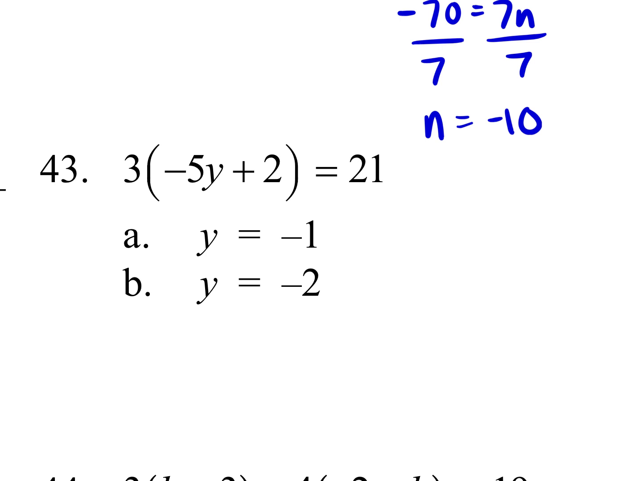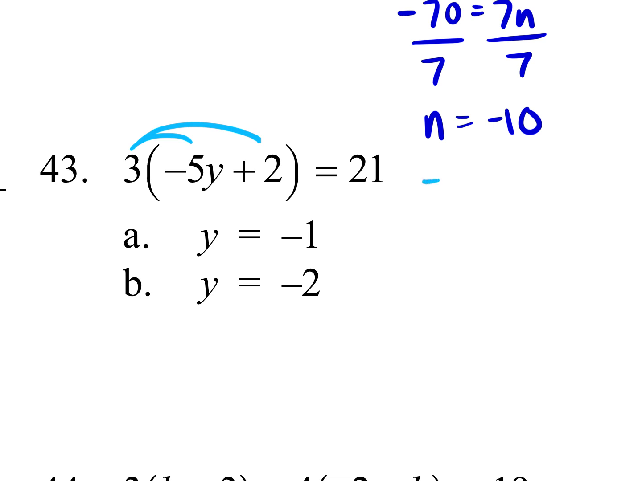All right, let's look at 43. A couple different ways we can solve this. What could I do first? Distribute. What else could I have done instead of distributing? Divided. I could have just divided everything by 3. It'll cancel out, and then we'd get equal to 7. But we can distribute. Either way will work.